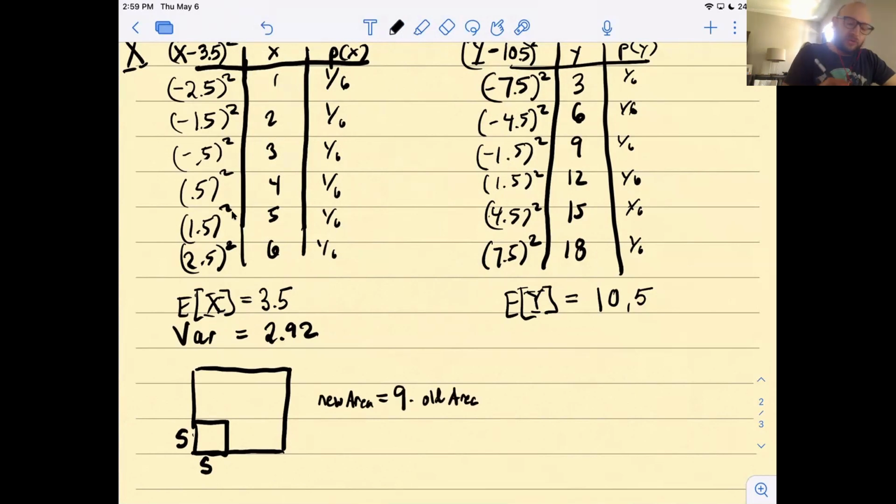Exactly. So the new variance is equal to 3 squared times 2.92, and that's roughly 26.28. That's Angel, correct. The volume would change by the cube. That's right. Okay, and now I'm just going to put the formula down here.